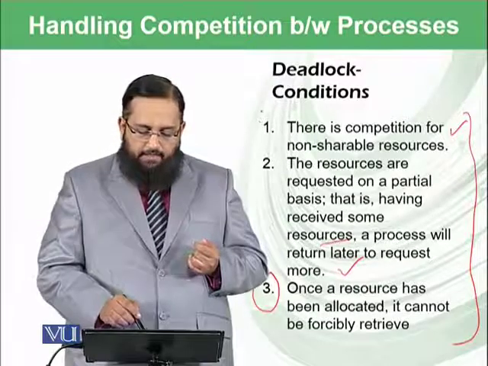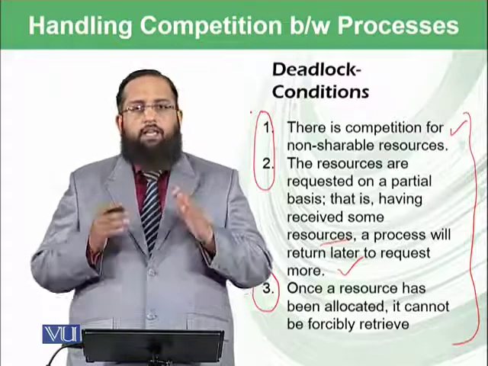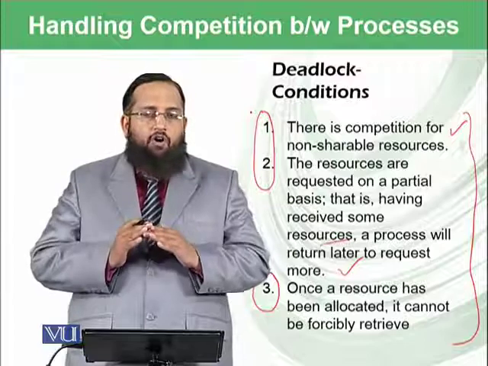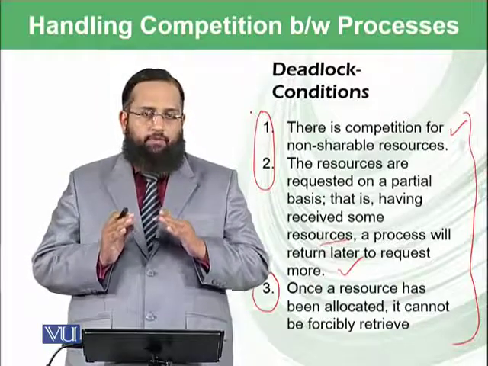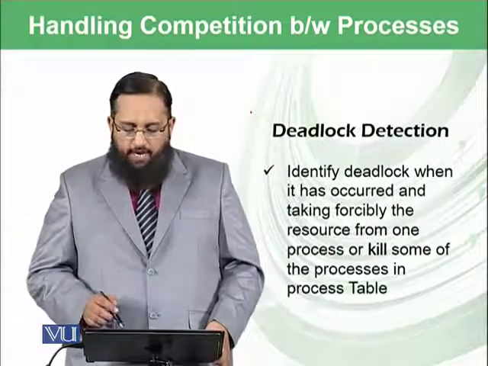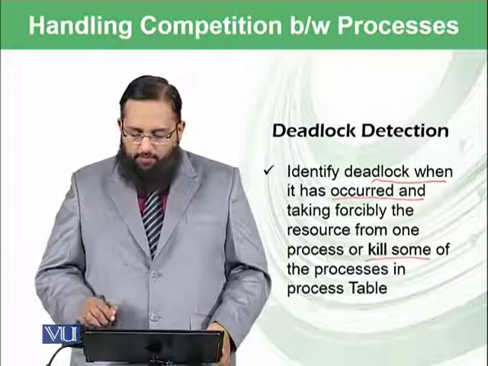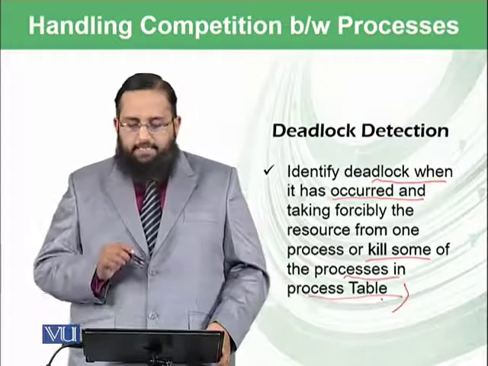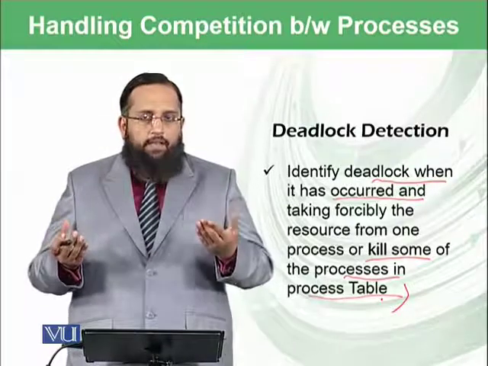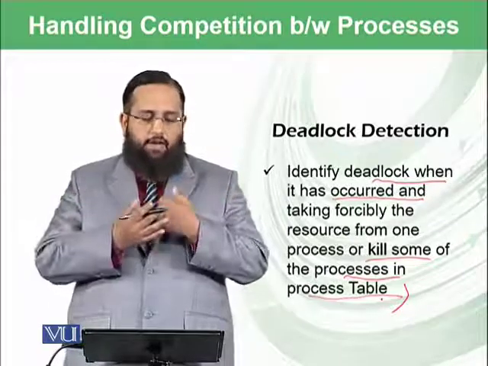And there are some other strategies which work on deadlock avoidance. They are trying their best to make sure that in future deadlock should not occur anyway. So let's discuss one by one. In deadlock detection, we identify deadlocks when there is a deadlock, and then we need to kill some of the processes in the process table, and this killing will be done by the super user, like the system administrator, who can kill any of the processes from the process table which is in the situation of deadlock.